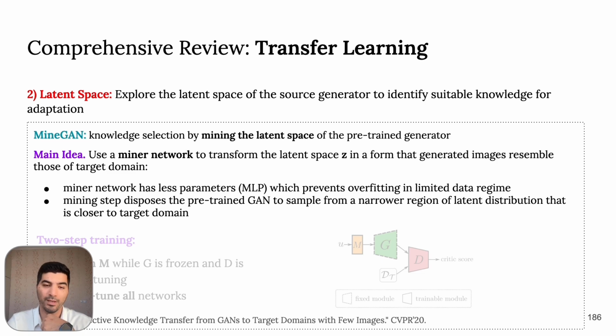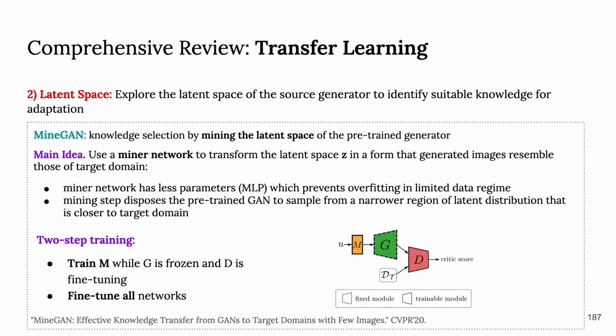And this has two main advantages. First one is that the miner network has fewer parameters. They use an MLP for this. And because of having fewer parameters, this prevents overfitting. And second thing is that the mining step disposes the pre-trained GAN to sample from a narrower region, which is good for the target distribution. And they have a two-step training for this. In the first step, they have this miner network denoted by M. They train it from scratch. G is frozen and D is being fine-tuned with a smaller learning rate. Once M is trained, in the second step, they fine-tune all networks.